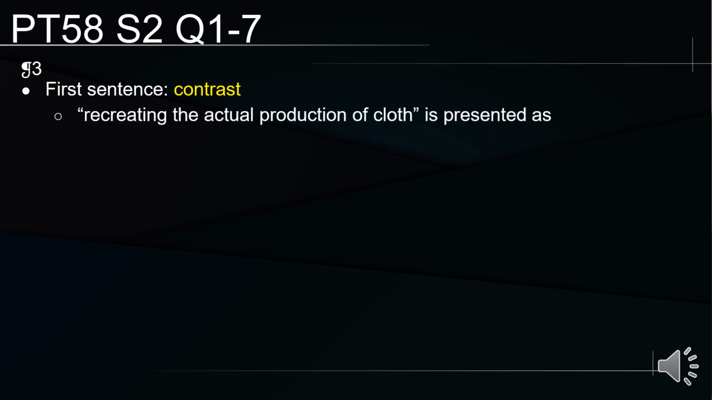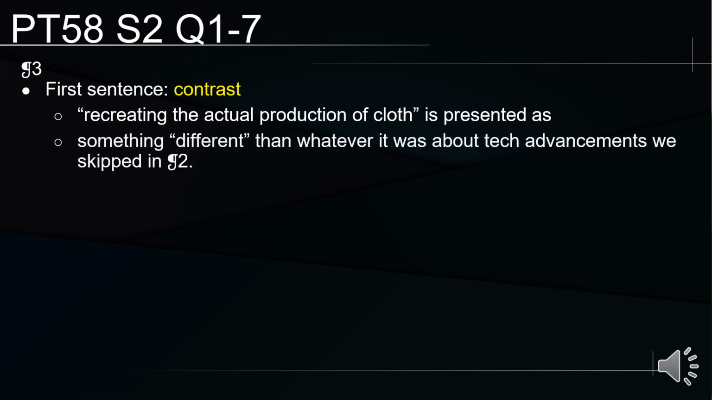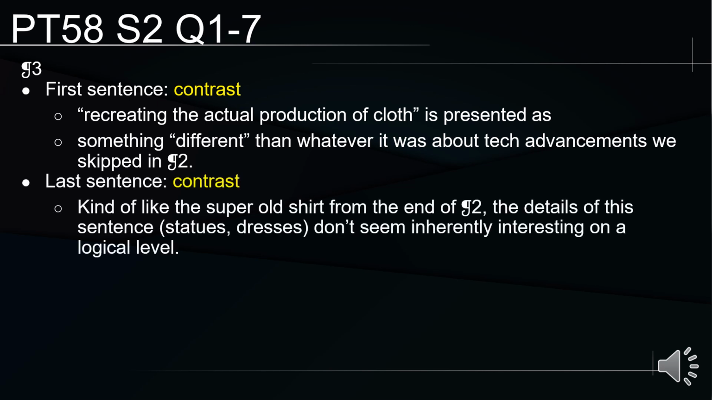So pushing into paragraph three now. The first sentence provides a clue of contrast here. Recreating the actual production of cloth is presented as something different than whatever it was about tech advancements that we skipped from paragraph two. The last sentence also provides another contrast. It's kind of like the super old shirt thing from the end of paragraph two. The details of this sentence, statues and dresses, don't seem inherently interesting on a logical level to me. I don't really know why we should care about that logically speaking.